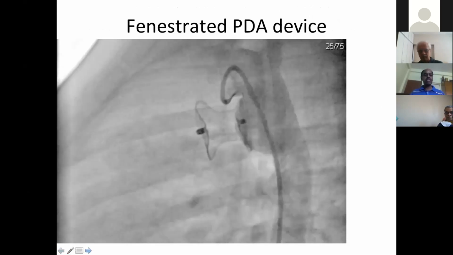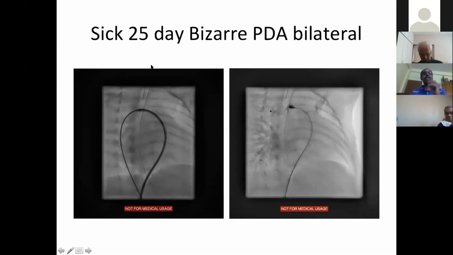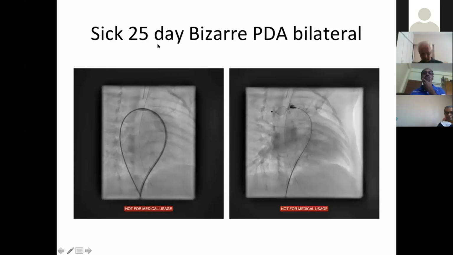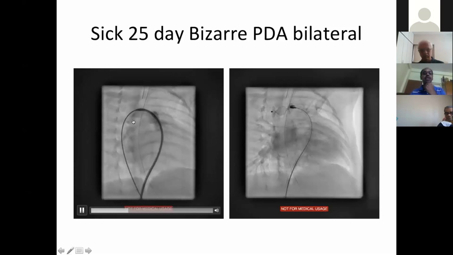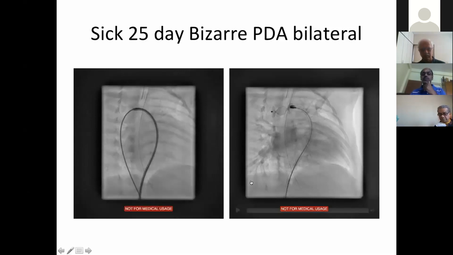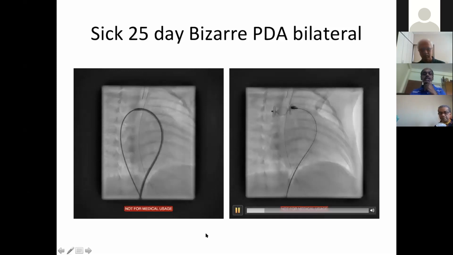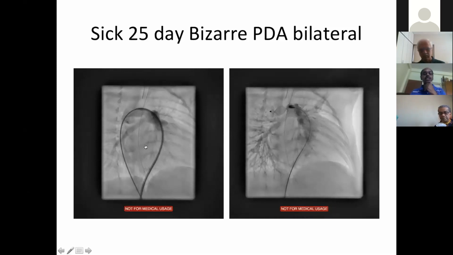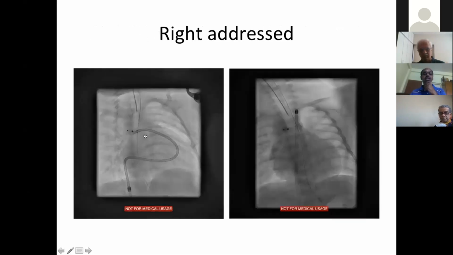The next unusual situation, last situation, a sick 25-day-old, very bizarre bilateral PDA. Sick baby on ventilator. This is a right aortic arch with the PDA that is coming from the right aortic arch towards the PA confluence. So that PDA is crossed, a device is deployed in that area. Then after deploying that, we can see that this is an intraductal deployment.